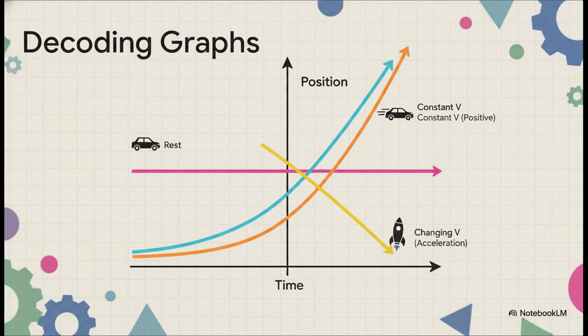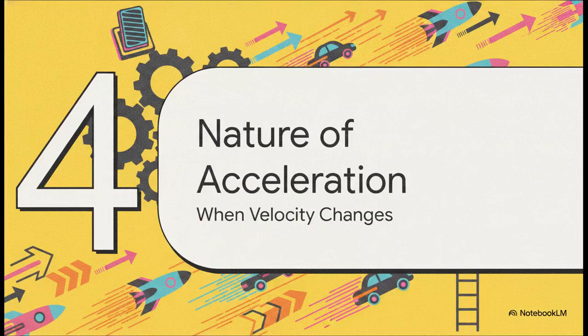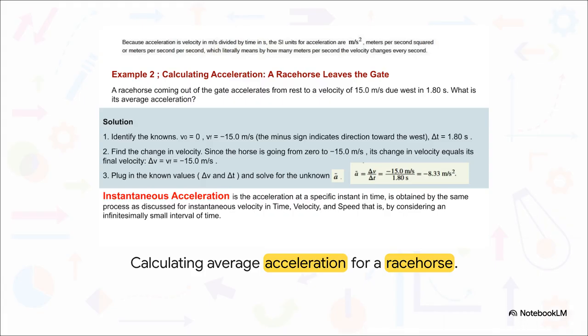The velocity is not constant. Our object is either hitting the gas or slamming the brakes. Which leads us perfectly into section 4, the nature of acceleration. What happens when velocity actually changes? Acceleration is simply how many meters per second the velocity changes. Well, every second. And this example brilliantly illustrates it.